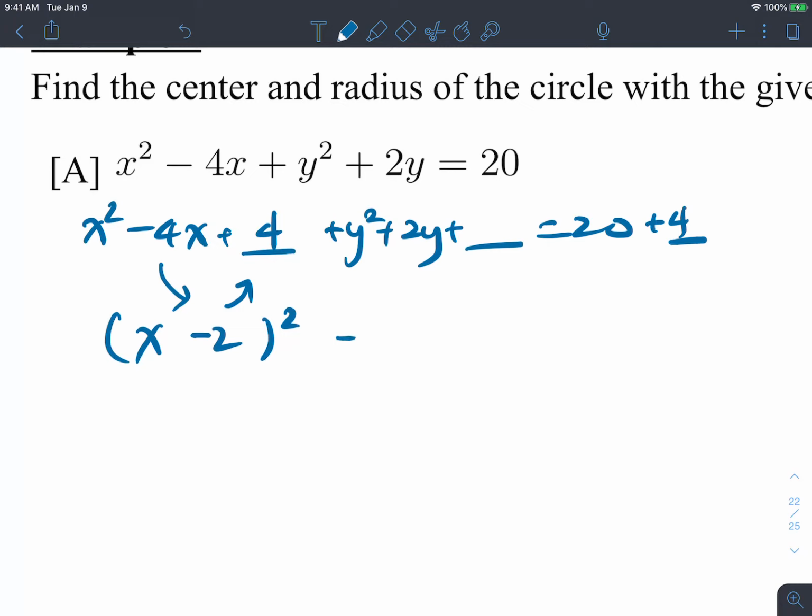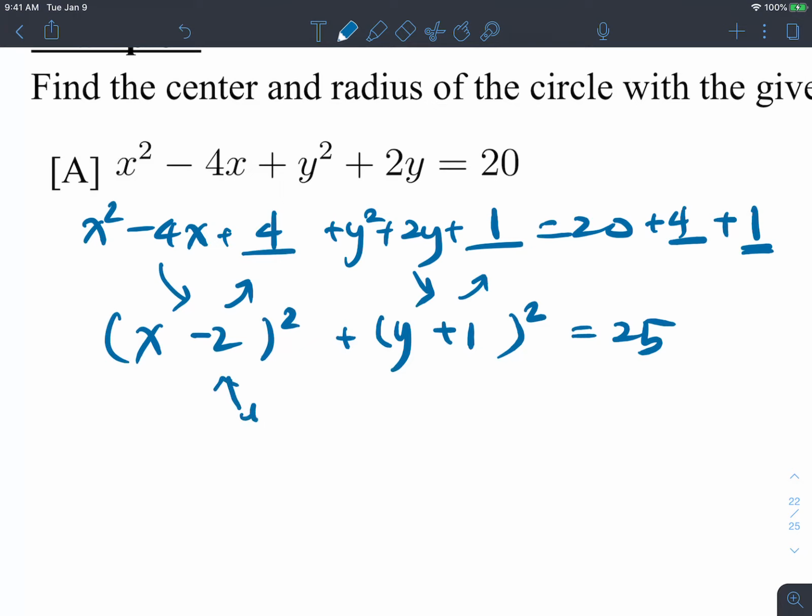For this one over here, what is the half of that amount? That's plus 1, isn't it? When you square that, you get 1. So I also added 1 over here. So on the right-hand side is 25. Look, we have an equation of the circle, don't we? This portion is the h, that is the k, that is the r squared. It's supposed to be minus h, minus k, right?